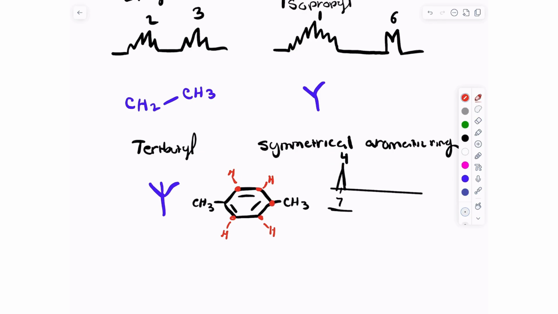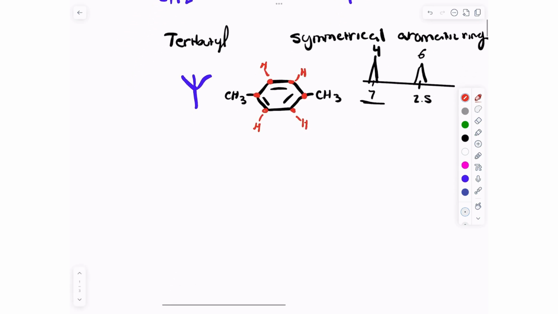As for these 2 methyl groups, they're also the same signal, so you're only going to get one other peak. An aromatic ring with a methyl group on it shows up around 2.5, so we'll just put 2.5, and this will show up as a singlet with an integration of 6. So the NMR would kind of look like that.